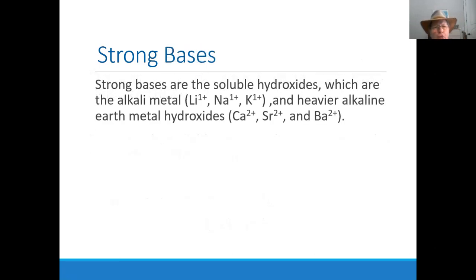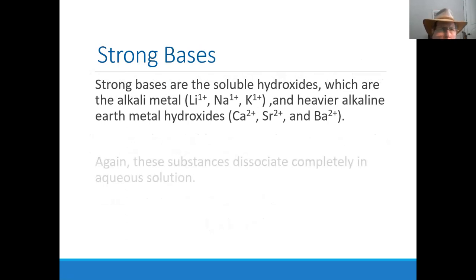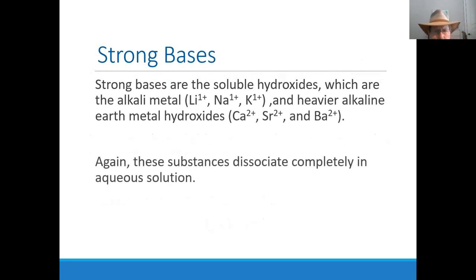Now, the strong bases are alkali metal hydroxides and the heavier alkaline earths, calcium, strontium, and barium. All the alkali metals, all the ones in the first column, if you link those with OH, those are all going to be strong bases. When I'm dealing with alkaline earth metals, it's just calcium, strontium, and barium. Again, they all dissociate completely in aqueous solution.